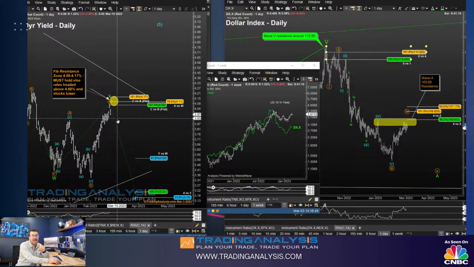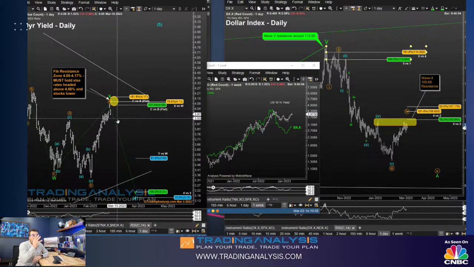Dollar strength is not good for multinationals, which obviously is going to be a lot more oriented towards the growth trade and higher valuation stocks with interest rates starting to move up. The idea of holding high valuation stocks becomes much less compelling.